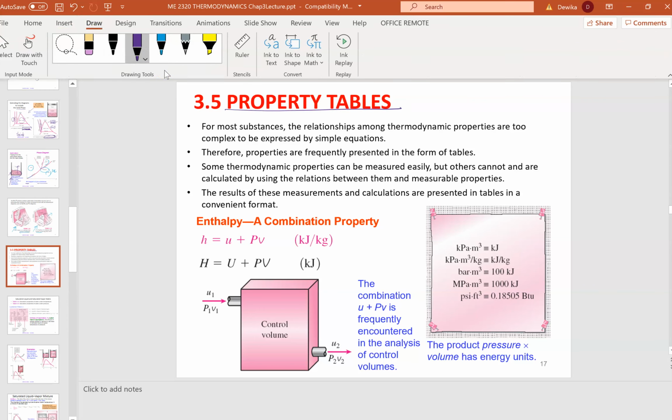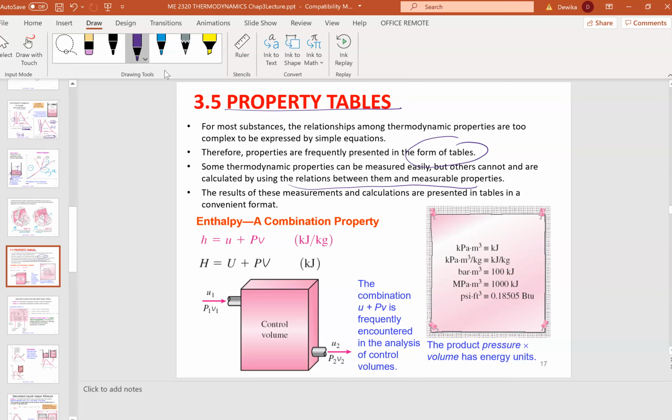For most substances, the relationships among thermodynamic properties are too complex to be expressed by a simple equation. Therefore, properties are frequently presented in the form of tables. Some thermodynamic properties can be measured easily, but others cannot and are calculated using the relation between them and measurable properties. So I'll be discussing them.